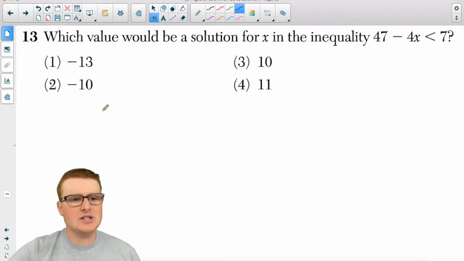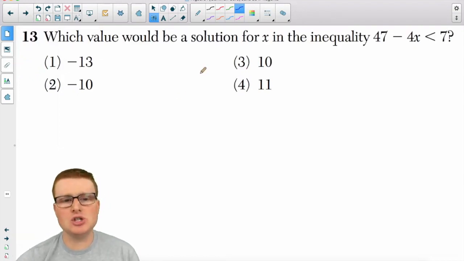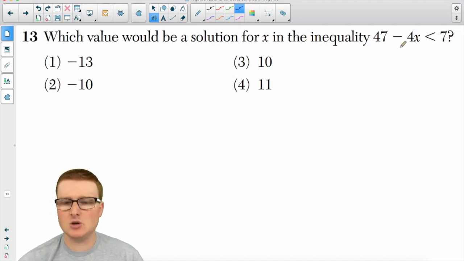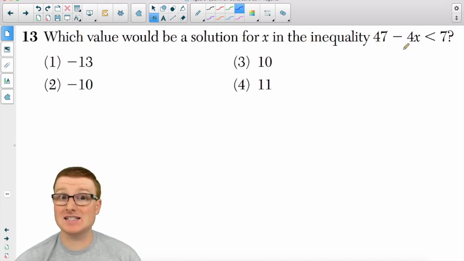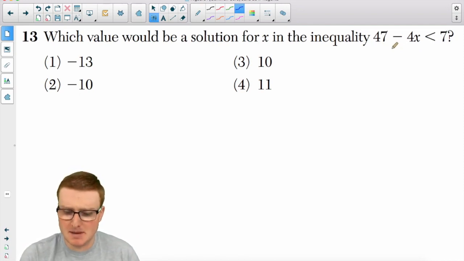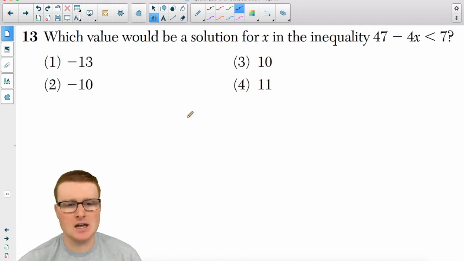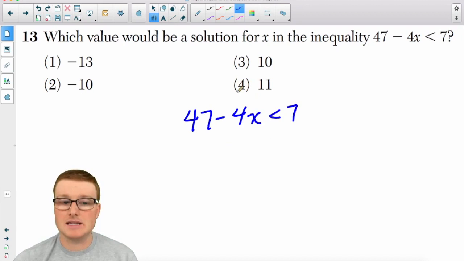Here we go. Number 13 says, which value would be a solution for x in the inequality 47 minus 4x is less than 7? Okay, pretty simple stuff. It looks like a basic two-step inequality, so let's just go ahead and solve it. Okay, here we go. We need to isolate x, keep it by itself.